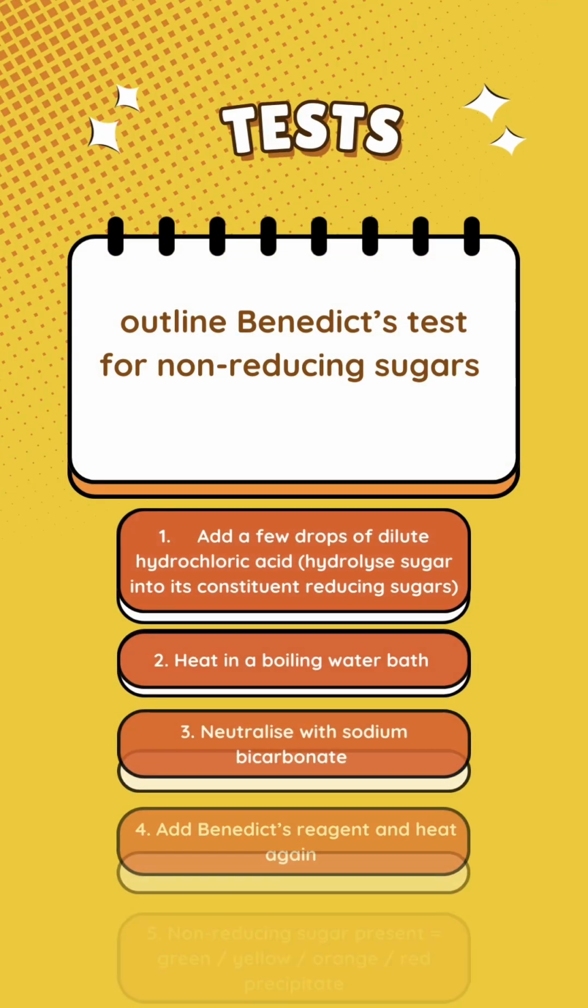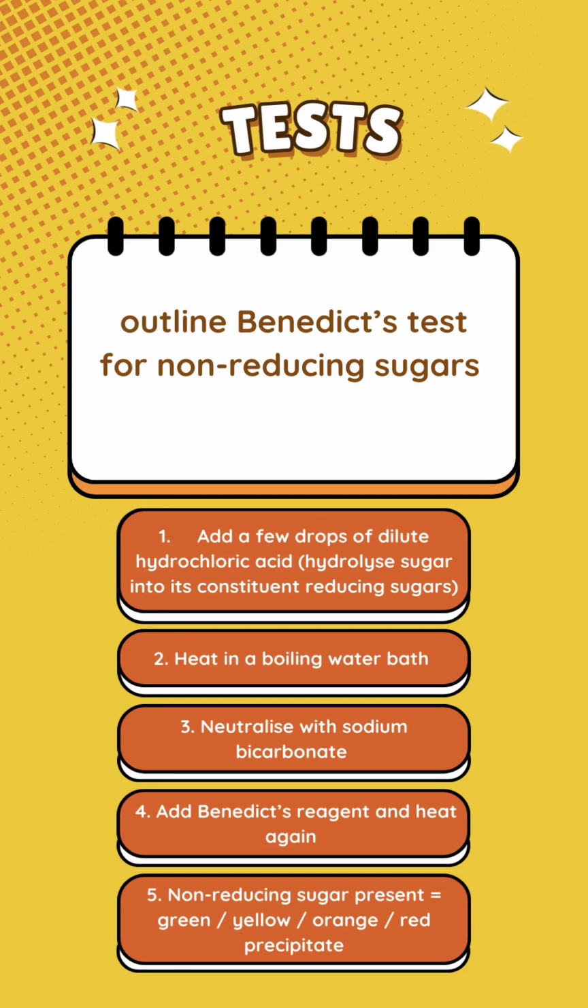The test for non-reducing sugars is as follows. Add a few drops of dilute hydrochloric acid, heat in a boiling water bath, neutralize with sodium bicarbonate, add Benedict's reagent and heat again. If a non-reducing sugar is present, a green, yellow, orange or red precipitate will be formed.